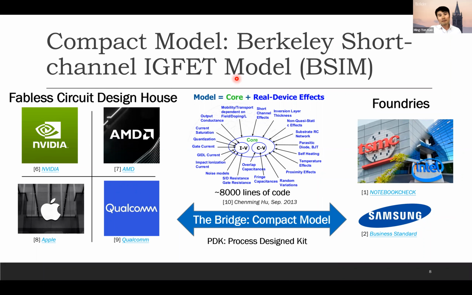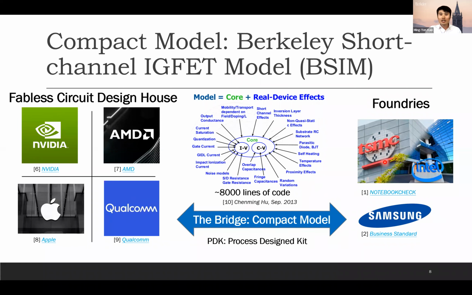BSIM is called BSIM. And the BSIM model architecture looks like this. We have the core model, the IV, which means the current versus voltage, and the CV, the capacitance versus voltage, for the SPICE simulator. And we also have the peripheral models for the non-ideal effects. It has around 8,000 lines of code, which is a very complete model.